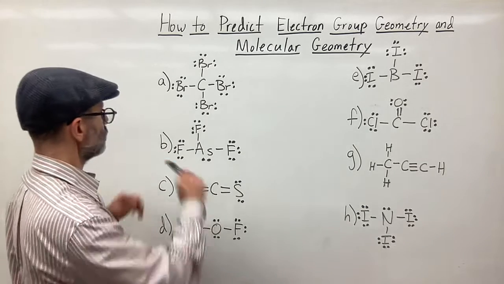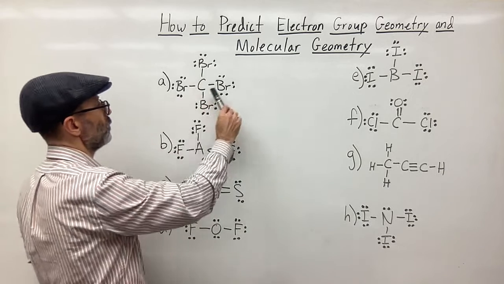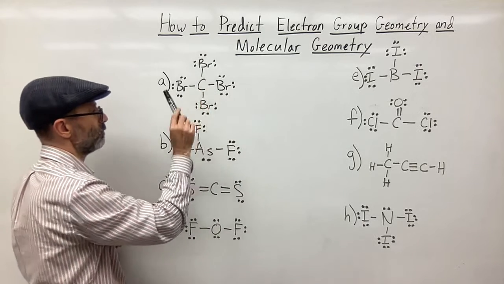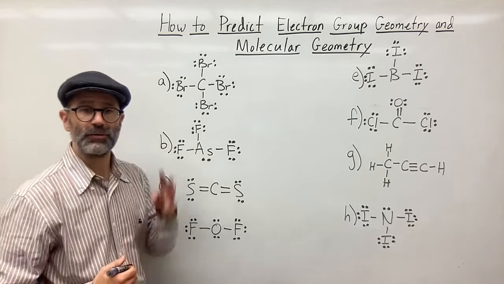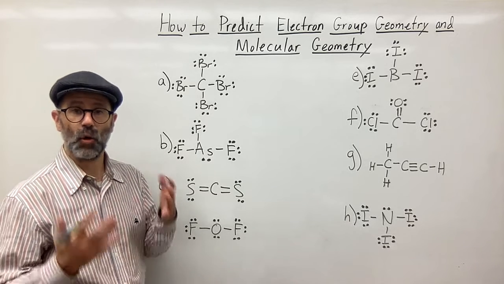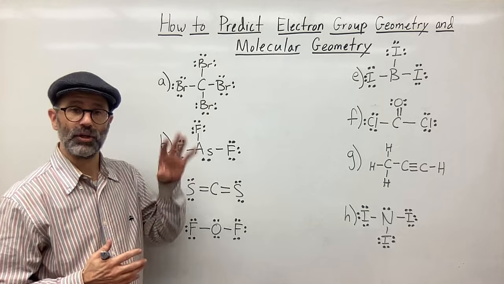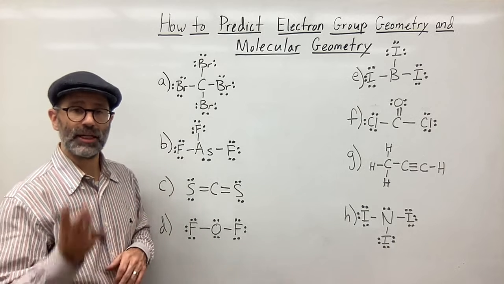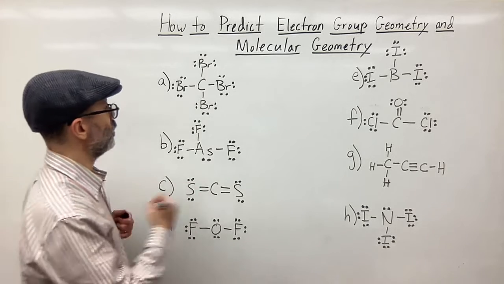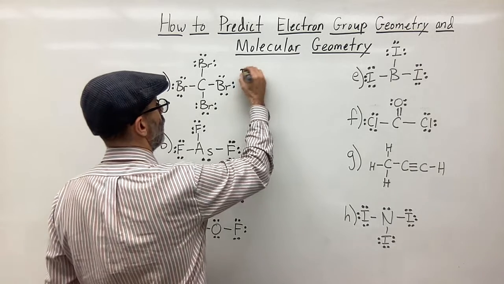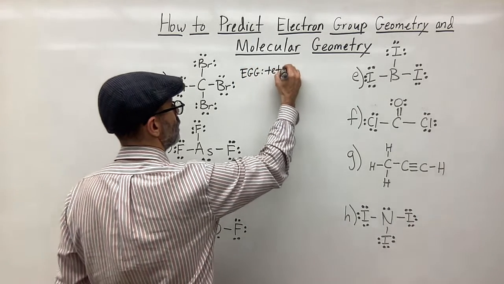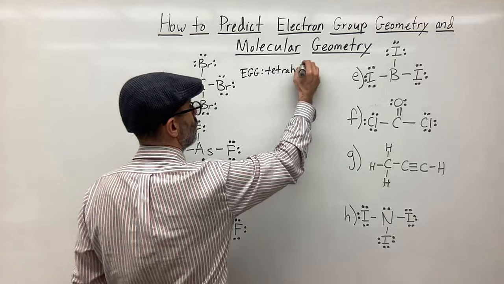So for this one, we see that this central atom carbon has 1, 2, 3, 4 single bonds. So that's 4 electron groups. So if you look at your table for total electron groups, if you go to 4, then for the electron group geometry, it should say tetrahedral. So for this one, you have an electron group geometry that is tetrahedral.